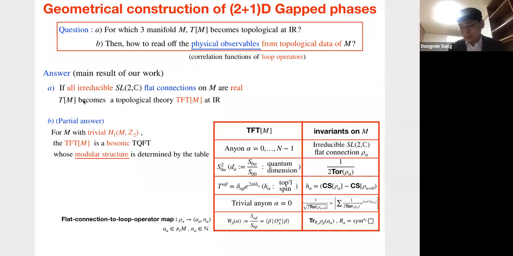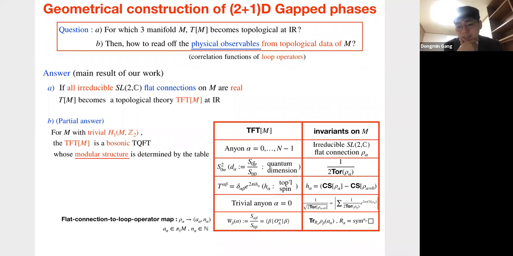The last thing is, suppose that we have this manifold, how can we read off the basic observables of the topological phase? One of the basic observables of a 2+1 dimensional topological phase is the so-called modular structure. We can determine this modular structure using this dictionary. The first thing we should identify is what kinds of anyons are allowed in this topological phase. Anyons correspond to loop operators, and in a topological theory only a finite number of types of loop operators are allowed. The answer is that each type of anyon corresponds to an irreducible flat connection on the three-manifold, and there are only a finite number of them.